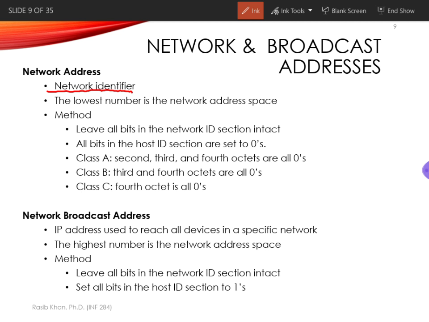And when we have a given IP address, we say that the lowest number in the network address space is the network address. So how do we identify the network address from an IP address? The method is that you have to leave all the bits in the network ID section intact, and then for all the bits in the host ID section, you set to 0. So it's pretty straightforward if you just compare to the previous slide.